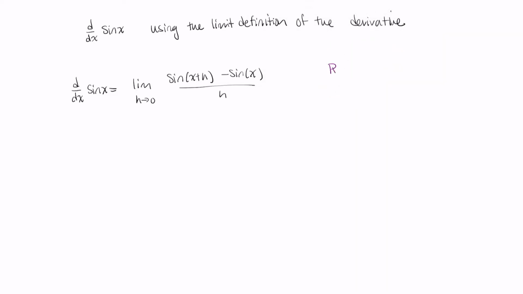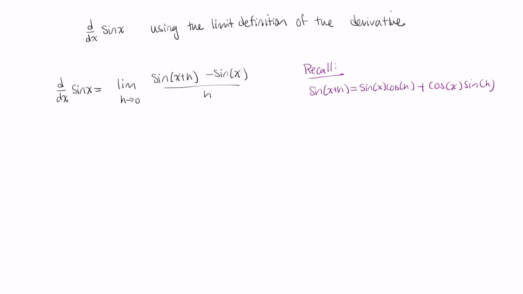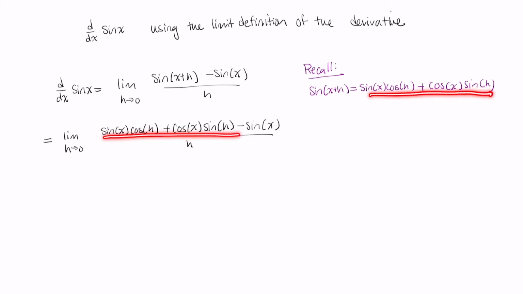Now recall from either a trigonometry course or a pre-calculus course that the sine of the sum x plus h is equal to sine x times cosine h plus cosine x times sine h. Using that, I can rewrite this entire limit. So I have this sum of angles inside of sine, split up using the identity, minus sine x in my numerator, divided by h.